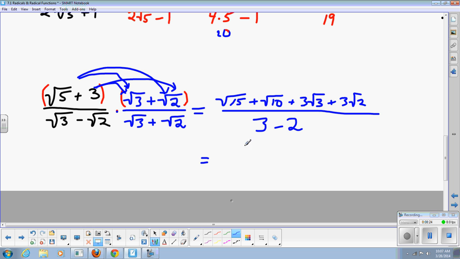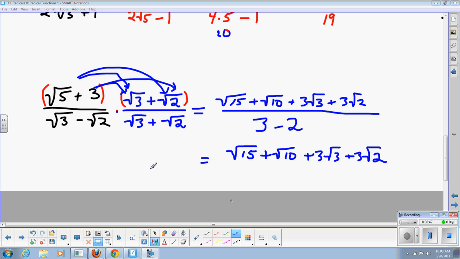So then I have the square root of 15 plus the square root of 10 plus the square root of 3 times 3 times the square root of 3 plus 3 times the square root of 2. And I'm done because 3 minus 2 is 1, and I don't have to write that any further. That's all the further I can go with this one. Yeah, a long answer, but that is how we do it. We have a rational denominator now of 1, so then I'm left with all of this here.